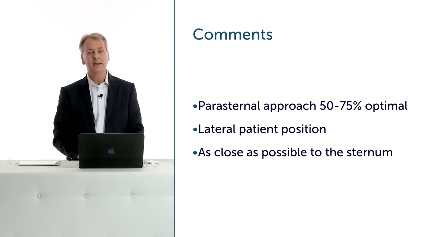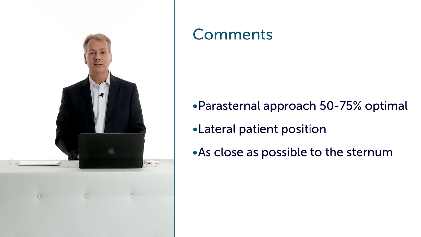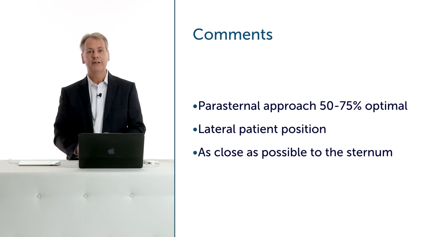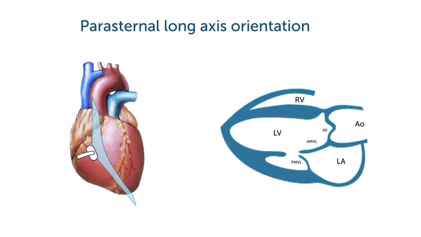But this does not mean that you cannot get the parasternal window even if the patient is lying on his back. And finally, always try to stay as close as possible to the sternum because there you usually have less lung tissue. Now let's take a look at the first view, the so-called parasternal long axis orientation.